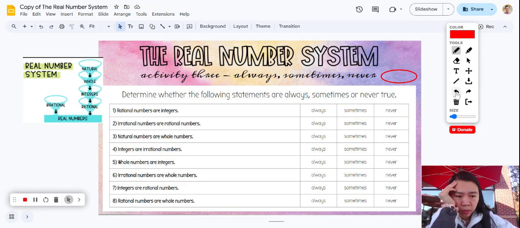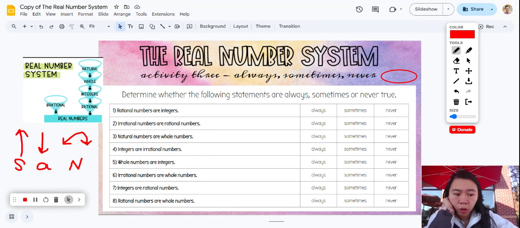Okay, actually, let me put this little, here, I'll just write it right here. I put this in your notes as well. Okay, here we go. Going up the funnel is sometimes, because a rational number could sometimes be an integer, because an integer could fall down and hit rational, but not always. Going down will always be the case. If I threw a marble into natural, it will for sure hit whole, integer, and rational, no matter what, because it's falling down. And never will be going across.